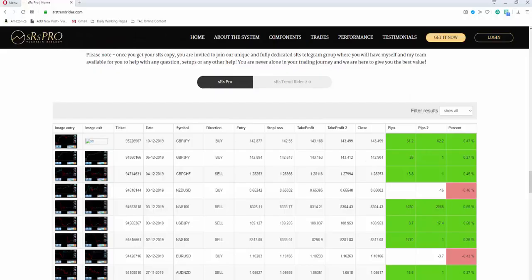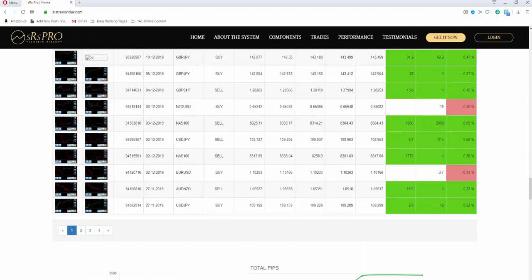And right now I would like to go over the trades, which you can find as always in srstrendrider.com. So everything is available for you here. And now I would like to go over this position and explain the logic behind it.